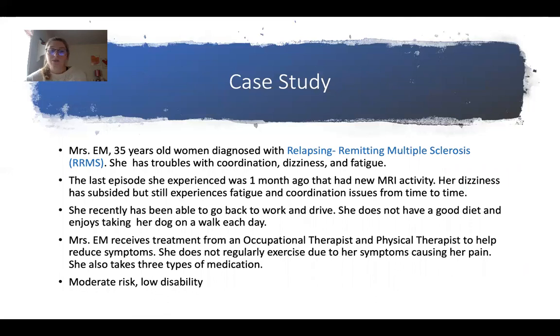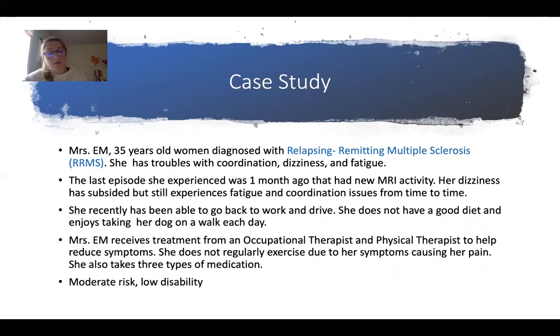In my case study for Miss EM, she is a 35 years old woman diagnosed with relapsing remitting multiple sclerosis. She has troubles with coordination, dizziness, and fatigue. The last episode she experienced was 1 month ago that had new MRI activity. Her dizziness has subsided, but she still experiences fatigue and coordination issues from time to time. She recently has been able to go back to work and drive. She does not have a good diet and enjoys taking her dog for a walk each day.